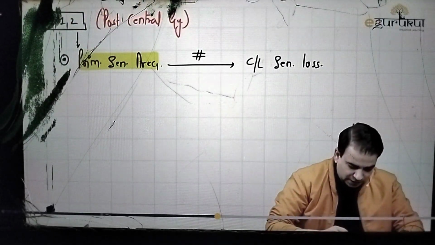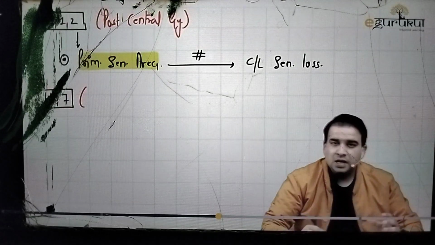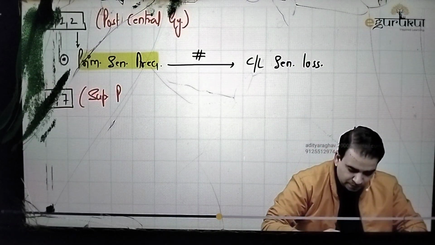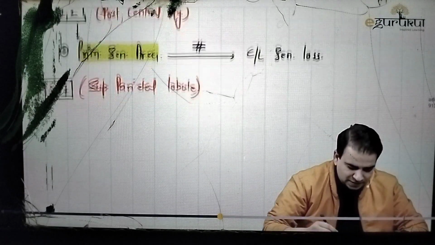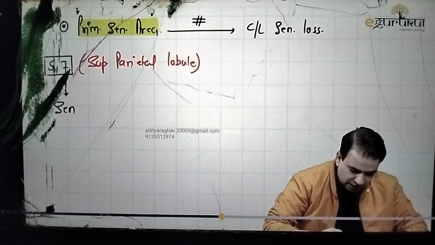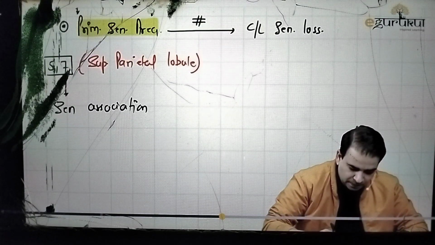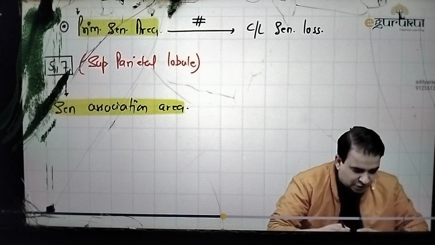Then we have area number 5 and 7. I want you guys to think about it. Where is area number 5 and 7? You draw it in the superior parietal lobule. This area number 5 and 7, the superior parietal lobule, is also called the sensory association area. For most of the areas we have association areas also. This is the sensory association area.